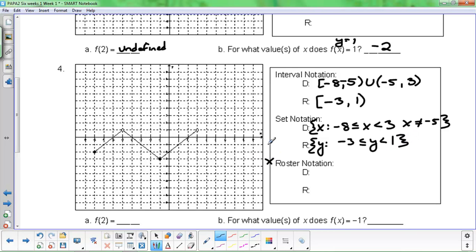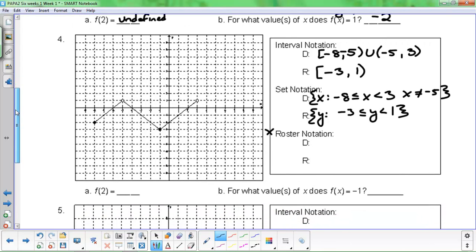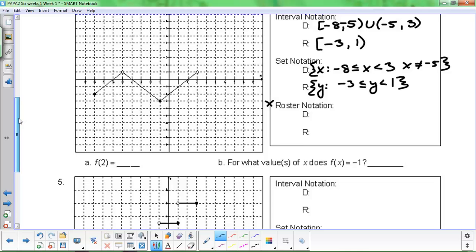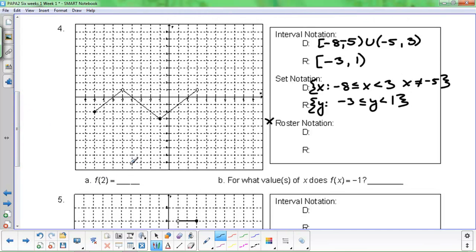Roster notation is not used because roster notation is only used to describe discrete functions. F of 2: so when x equals 2, what is y? 0. F of x equals -1: remember f of x is y, so when y equals -1, that's here. The values at that point are -3 and +1.